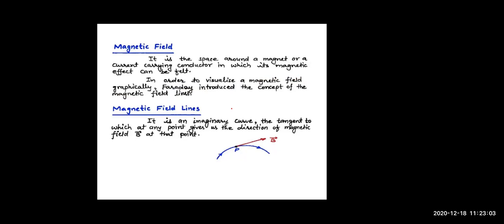They are not real lines. They are imaginary lines, right? They are such lines that if at any point, suppose I want to find, we know that magnetic field is a vector quantity, magnitude and direction. Suppose at point P, I want to find in which direction the magnetic field would be. Then what do I need to do? I just need to draw a tangent, right? What is a tangent? A tangent is a line perpendicular to the radius of the circle.